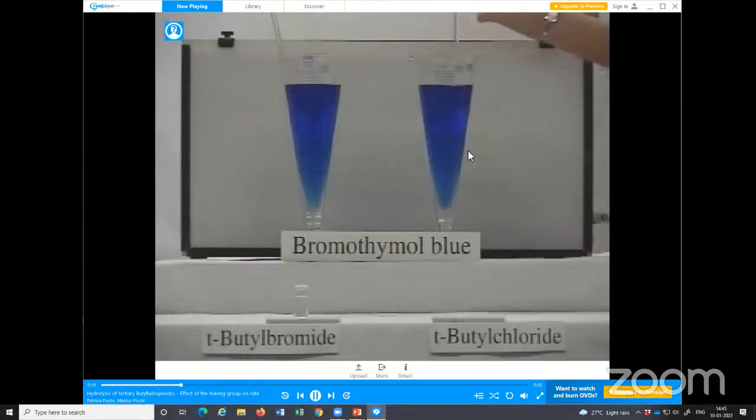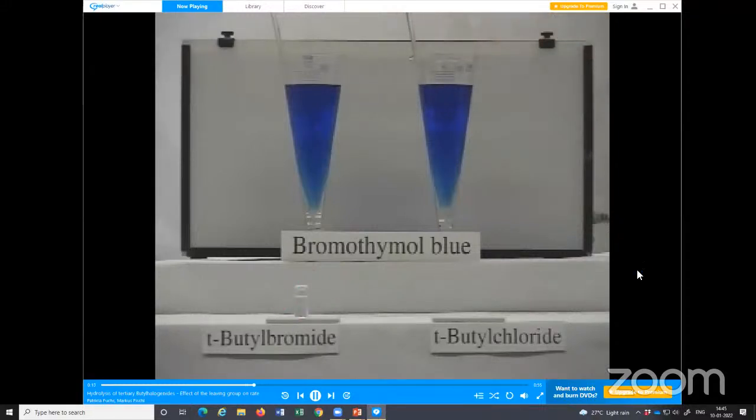So on the right-hand side, we are adding t-butyl chloride. On the left-hand side, we will add t-butyl bromide. And let's see what happens when this is added. Notice here that unlike the previous reaction where t-butyl bromide was added to silver-containing solution, here the reaction is not immediate. I hope it will react eventually. All right, it has reacted, but it took some time before the reaction started.